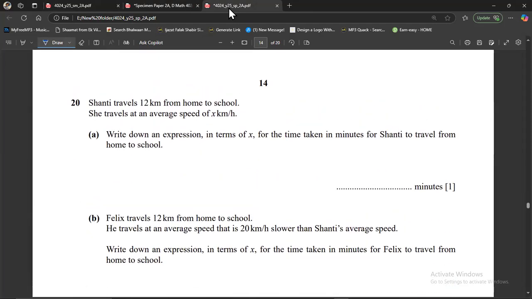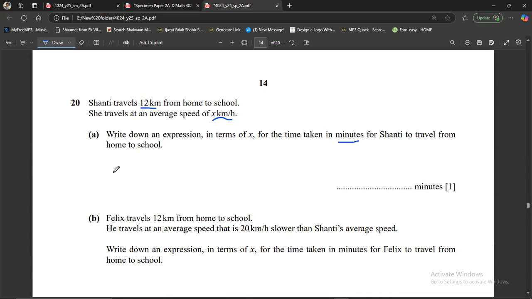Okay. So here we have question number 20. Shanti travels 12 kilometers from home to school. She travels at an average speed of X kilometer per hour. Write down an expression in terms of the X for the time taken in minutes. This word is important because you see her speed is kilometer per hour, her distance is in kilometer.